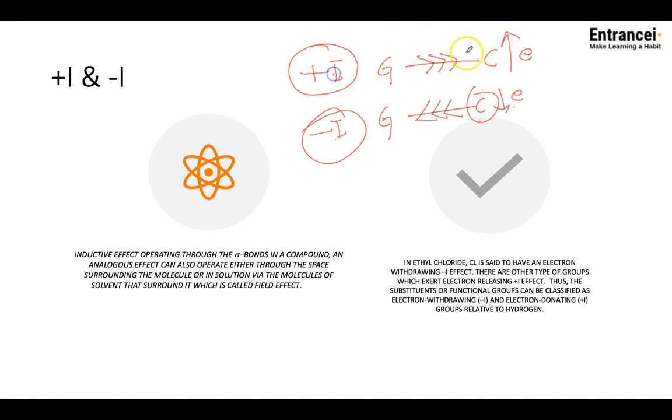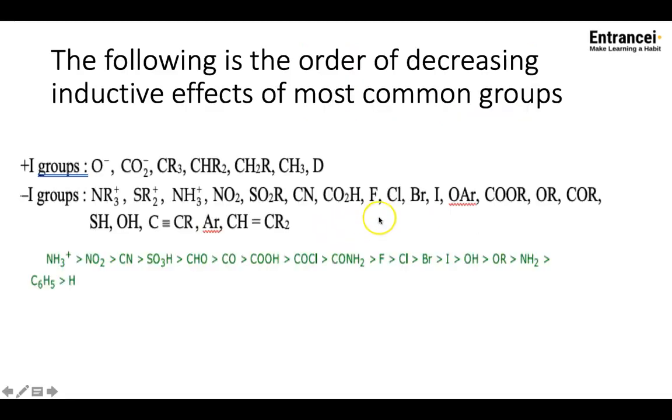The group which shows plus I generates a partial negative charge in carbon, whereas the group which shows minus I generates a partial positive charge in carbon because it decreases electron density. So this is the basic information about groups which show plus I and minus I effects. Let us see which groups show plus I and which show minus I effect. You have to remember these two lines.